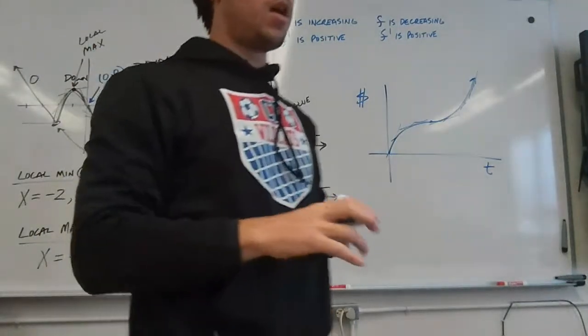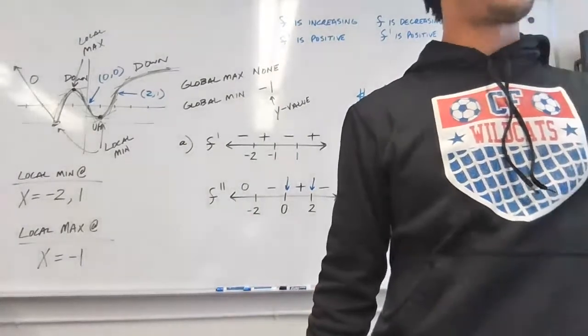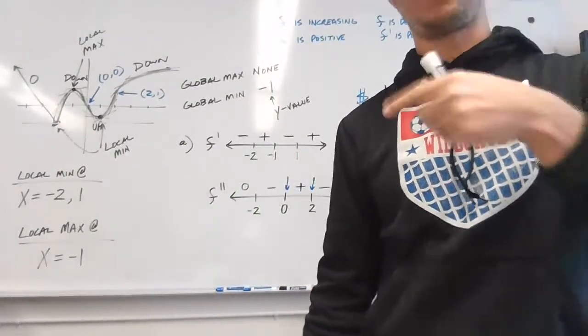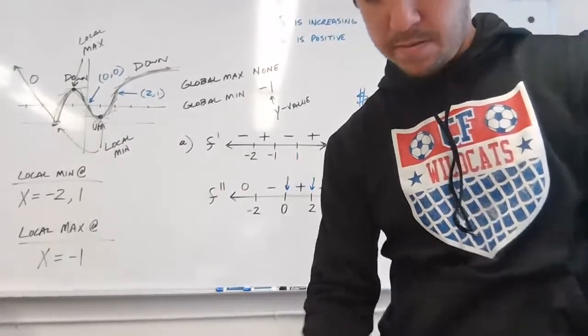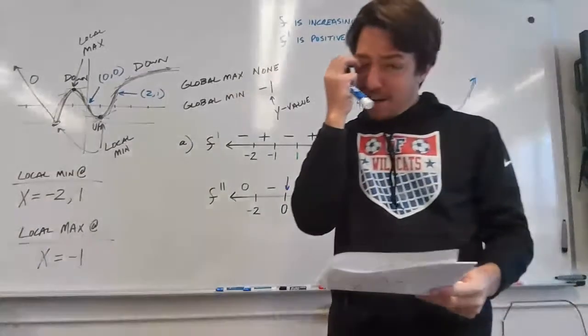Inflection point is a point on the graph where it's changing from concave up to concave down, or from concave down to concave up, the reverse. Make sense? Okay.